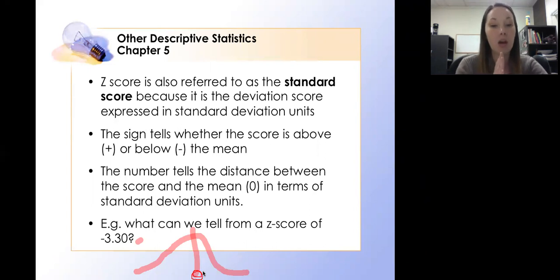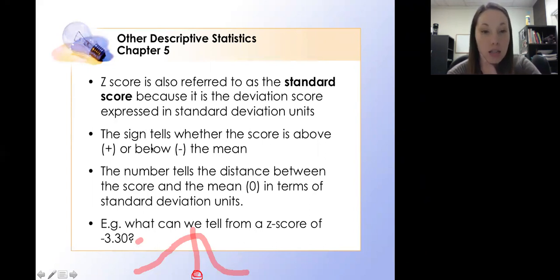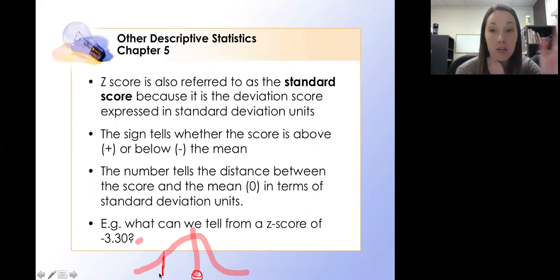So if we've got a z-score of negative 3.30, that's going to fall to the left of the distribution. And it's going to be pretty far away. It's going to be like right here-ish. So because it's negative, it's going to fall to the left. Because it is a 3, that's kind of far out, so that's 3.3 standard deviation units from the mean. So it's going to be somewhere in this vicinity.